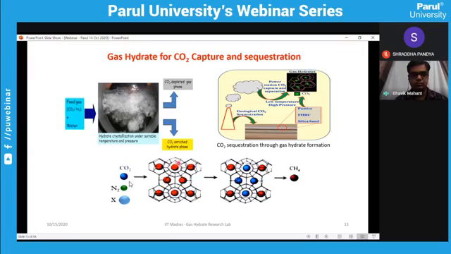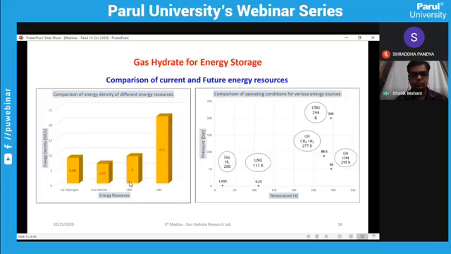Why does this happen? Because theoretically carbon dioxide gas hydrate is more stable than methane gas hydrate, so it is useful for replacing the methane gas hydrate. This is one research. Next we go to gas hydrate for energy storage. Here you can see that I am doing research in this area.